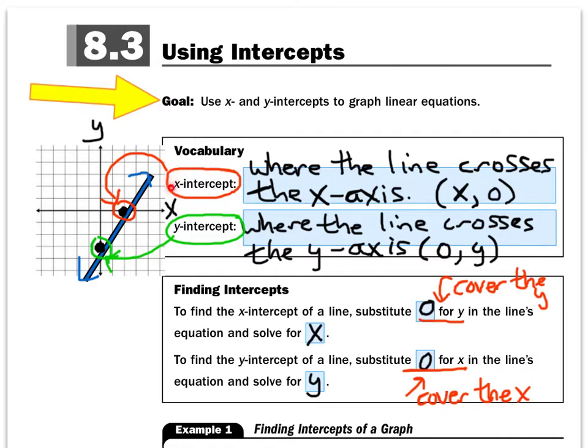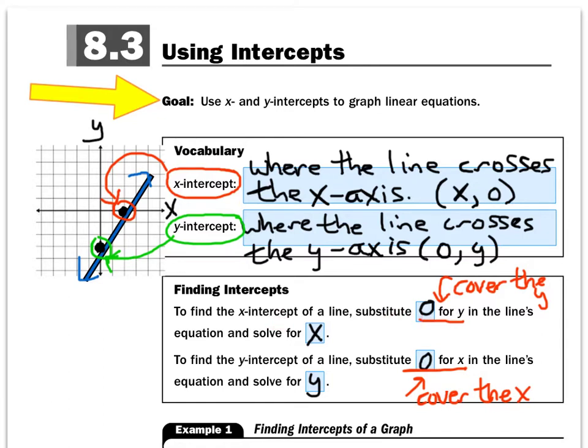So the X-intercept is where the line crosses the X-axis, right here. So find the X-axis, and here's the line, and this is where it crosses the X-axis. The Y-intercept is where your line that you draw crosses the Y-axis. So you look at the Y-axis and see where the line crosses it, and that is what we call the Y-intercept.